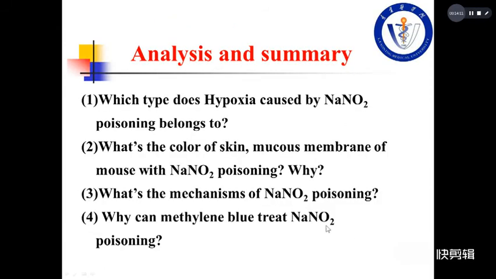Analysis and summary: there are also 4 questions. First, which type of hypoxia is nitrate poisoning? Now what's the color? Now what's the mechanism of nitrate poisoning? Why can methylene blue treat nitrate poisoning?